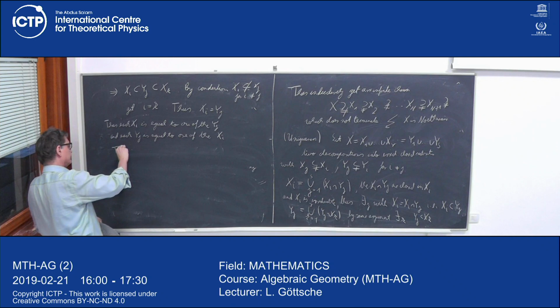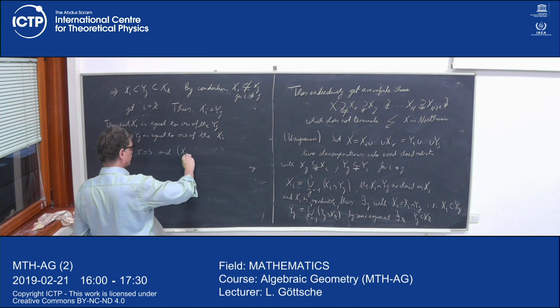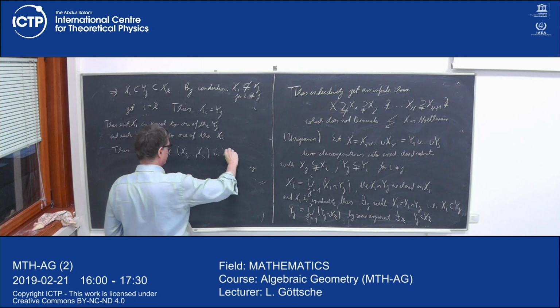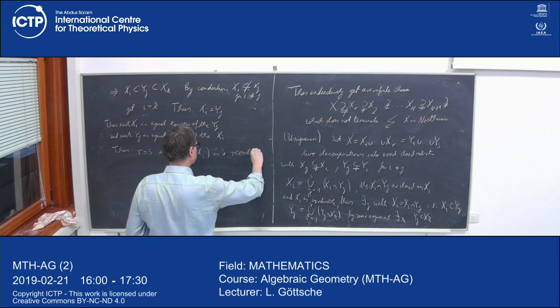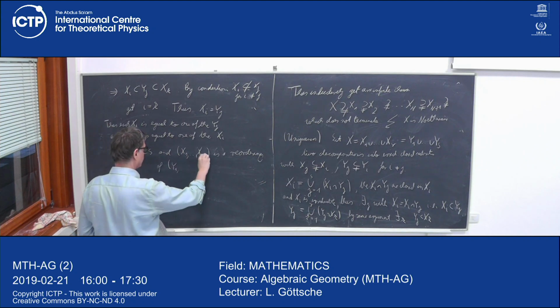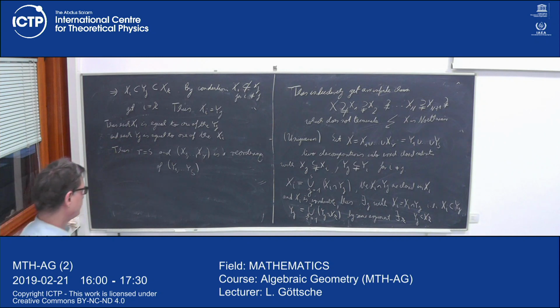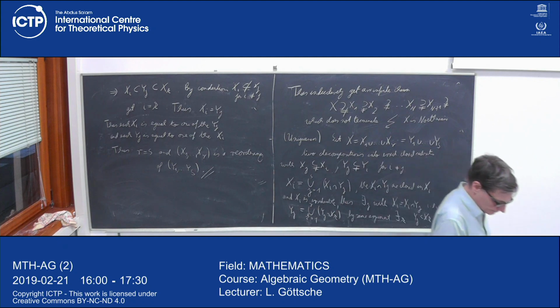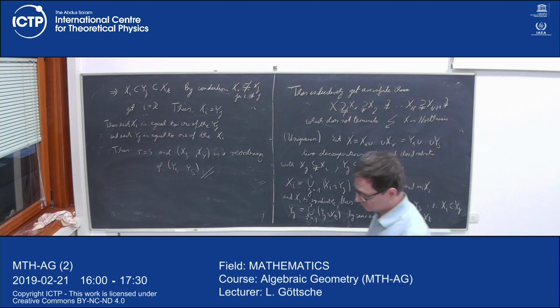And thus, R is equal to S, and X1 to XS is a reordering of Y1 to YR. Okay, so this is the proof. This was maybe not so difficult, one just carefully uses the property of irreducibility. But the first proof is rather, well, it's not difficult, but it's somehow not very illuminating.